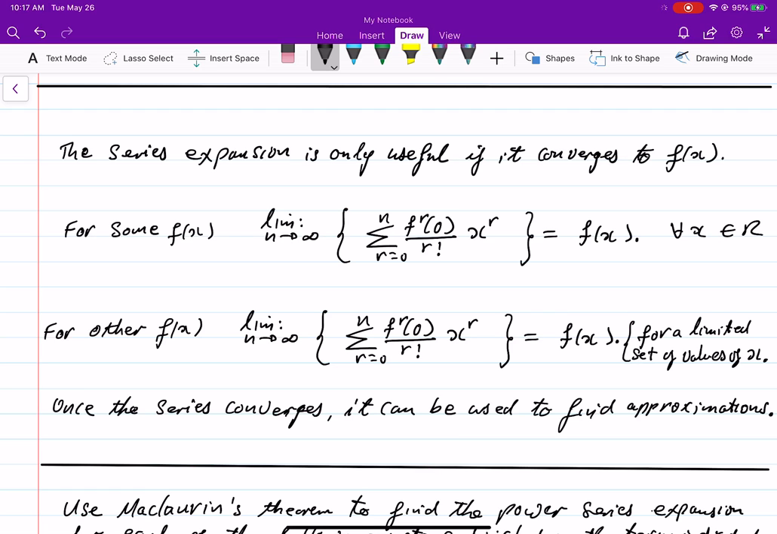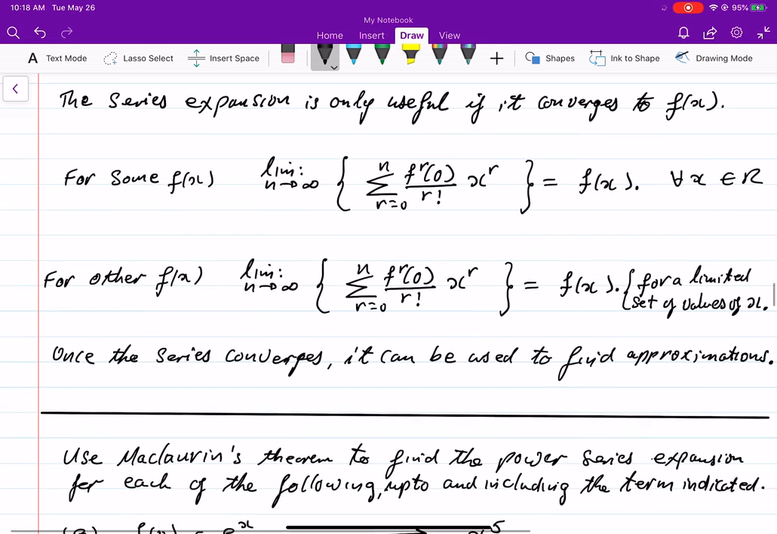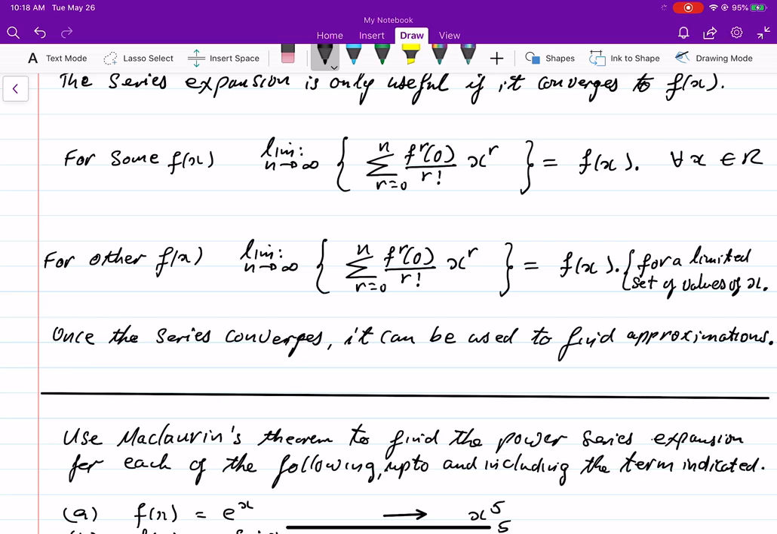Let's compare that again with the binomial theorem. You would remember in the binomial theorem, when n was a positive integer, the series expansion was valid for all real values of x. And when n was not a positive integer, the series expansion was only valid for a limited set of values of x. Remember that? Well, it's the same thing for the Maclaurin series expansion. Some functions converge for x being any value in the real number set, whereas some only converge for a limited set of values of x.